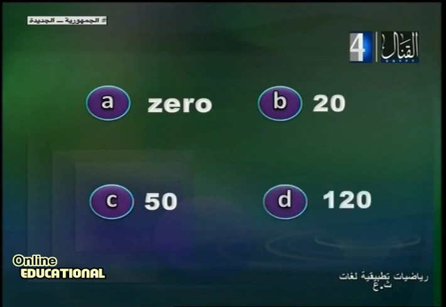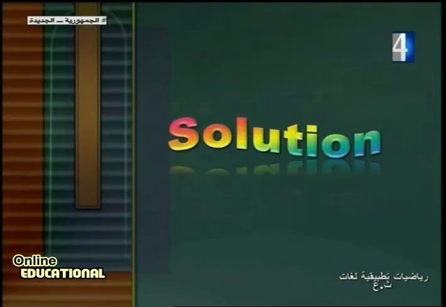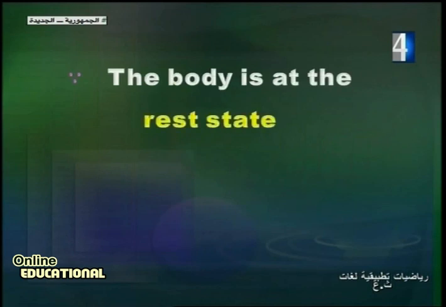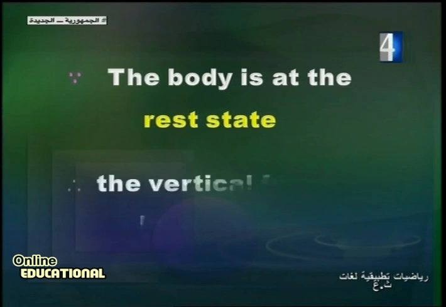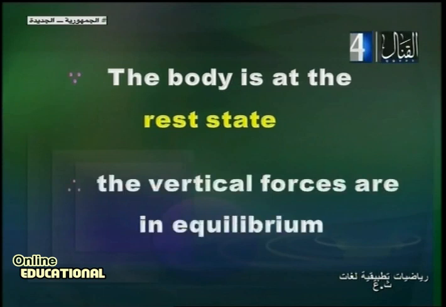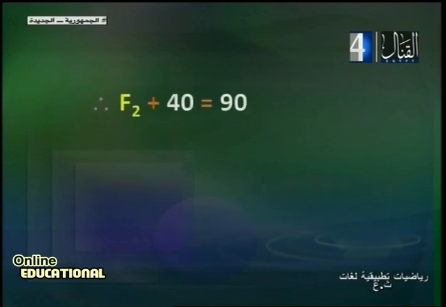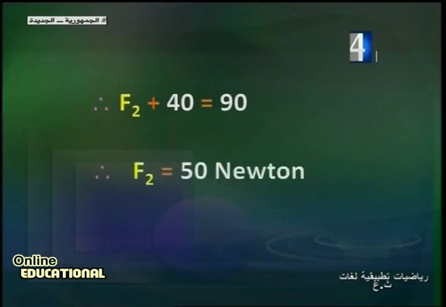Dear students, since the body is at rest, the vertical forces are in equilibrium. Then F2 plus 40 equals 90. F2 equals 90 minus 40, then the magnitude of F2 equals 50 Newton.